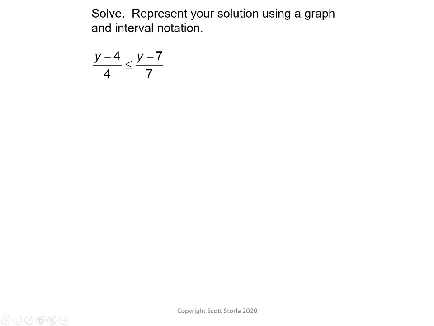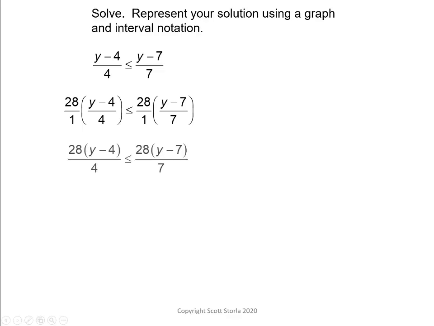The LCD for both expressions would be 28, so I multiply both by 28. Then I distribute 28 to the numerators. On the left, 28 divided by 4 reduces to 7. On the right, 28 divided by 7 reduces to 4. After distributing, I'm going to collect my variable terms first on the left, since 7 is greater than 4. After subtracting 4y from both sides, I'll have 3y on the left.